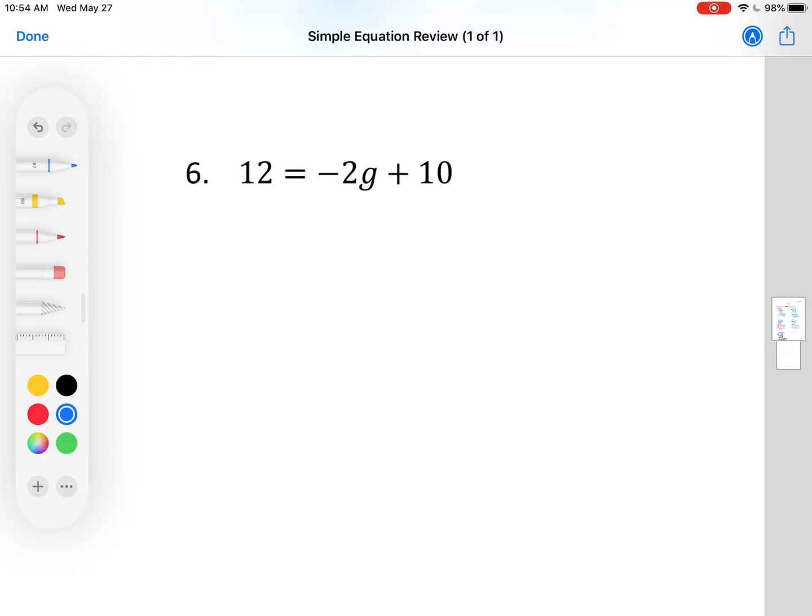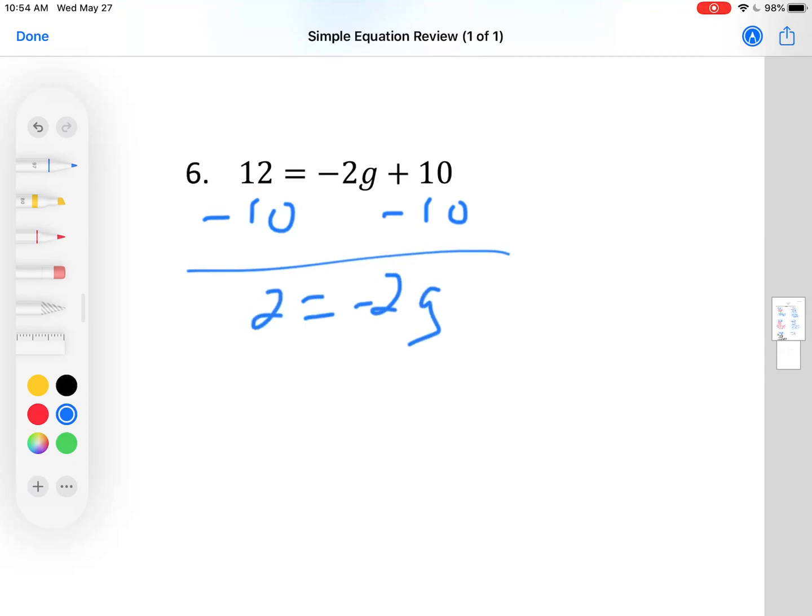Which side has 2 things? The right side does. The left side, the one thing is a number. The right side, the number is 10. It says plus 10, so minus 10. Minus 10. 2 equals negative 2g. No more plus signs. Time to divide.